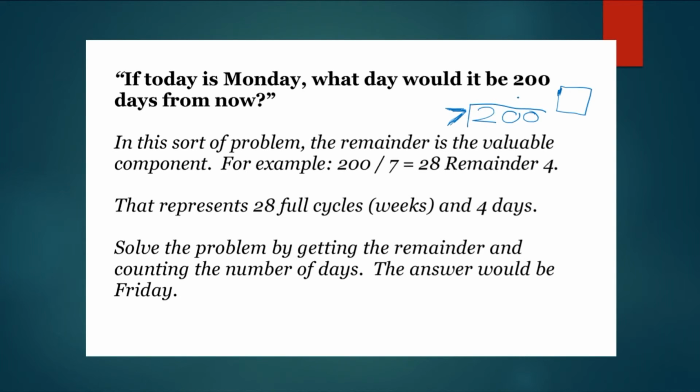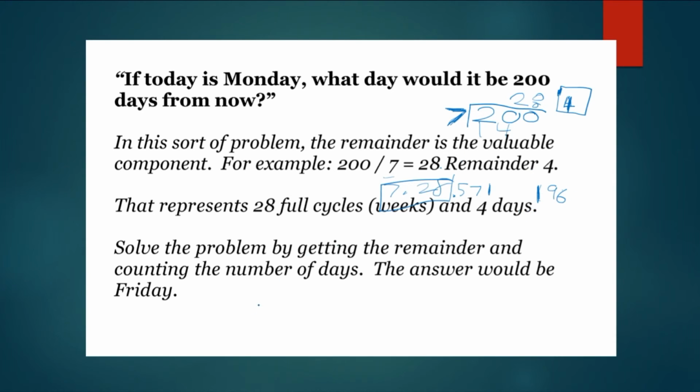But joking aside, we need to get the remainder, and there are a couple ways of doing this. If you did this out longhand, 7 times 2 is 14, and so on, you get 28 with a remainder of 4. Using a calculator, if you divide 200 by 7, you get 28 point 571, something along those lines. Then you multiply 7 times 28, because 7 times 28 is 196. And notice 196 is just 4 days away.